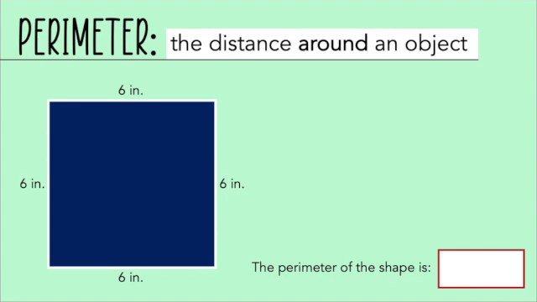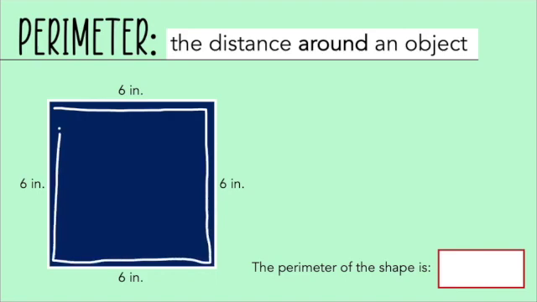Perimeter is the distance around an object. So, to show you on this page, perimeter is all around. It's sort of like a fence around an object. So that is perimeter, the area, or I'm sorry, the distance around an object. So when we're finding perimeter, all we need to do is add up the sides of the shape.